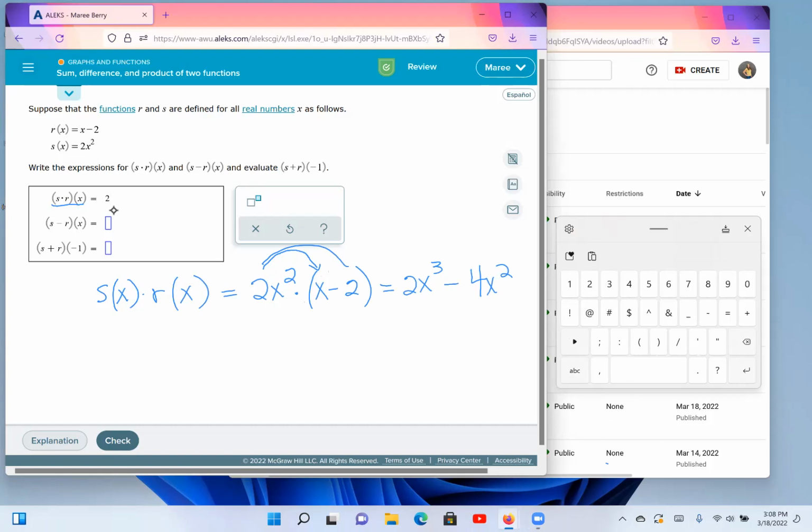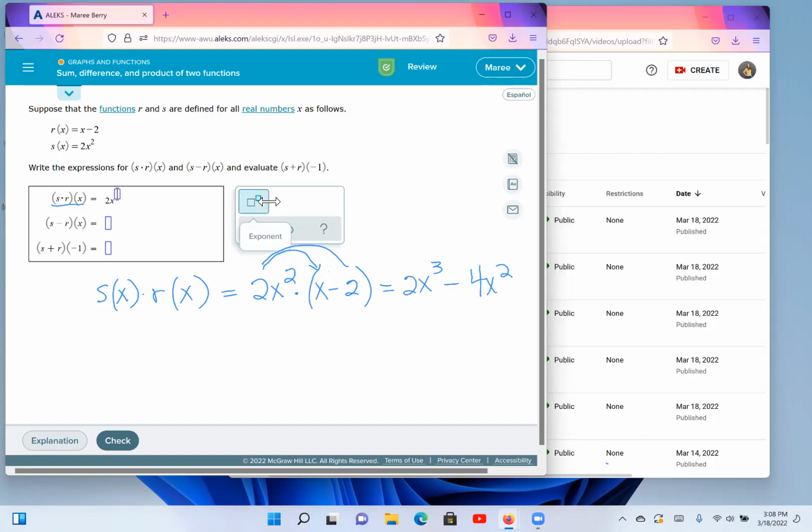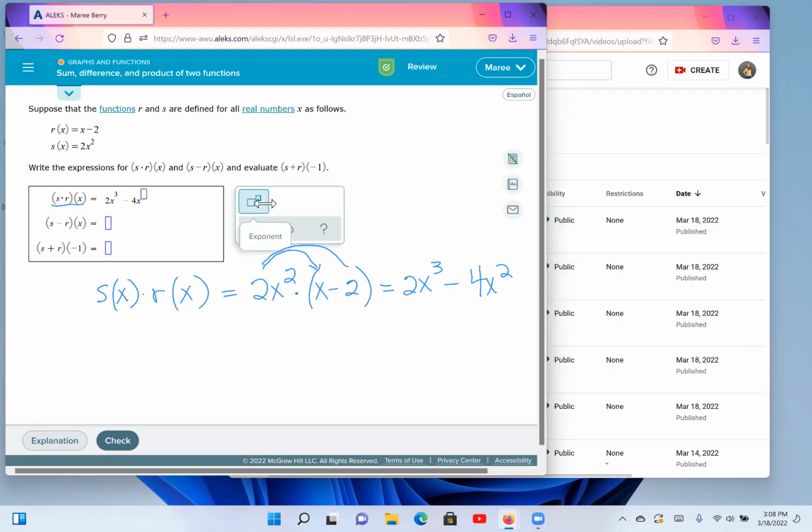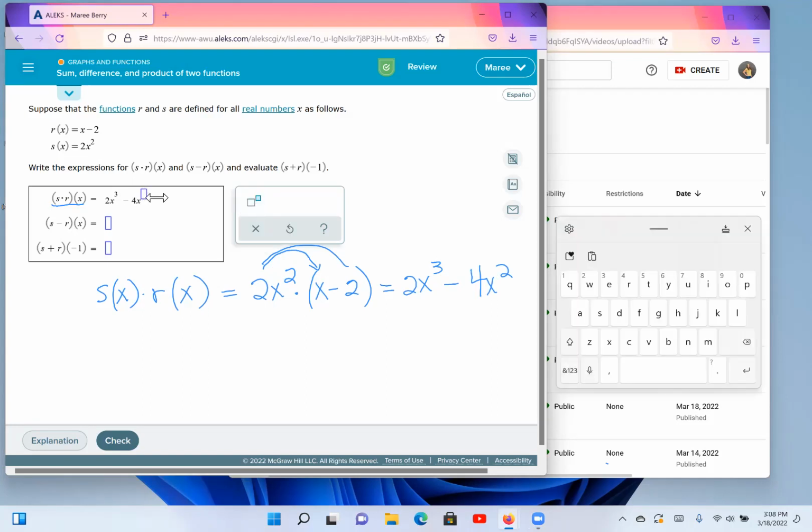So we'll have 2x cubed, and then we'll have minus 4x squared.